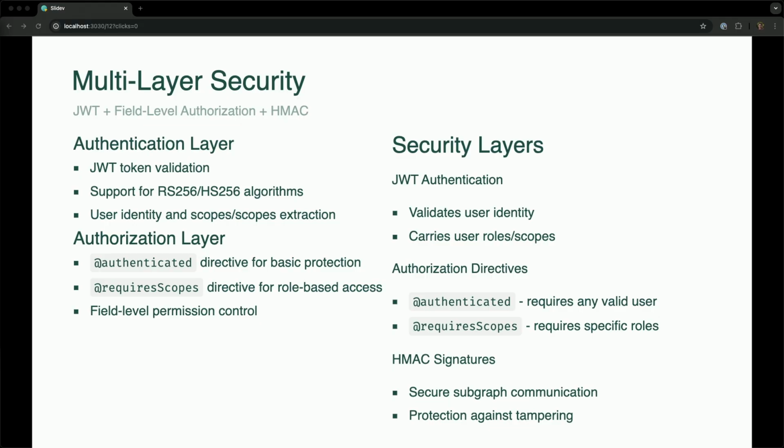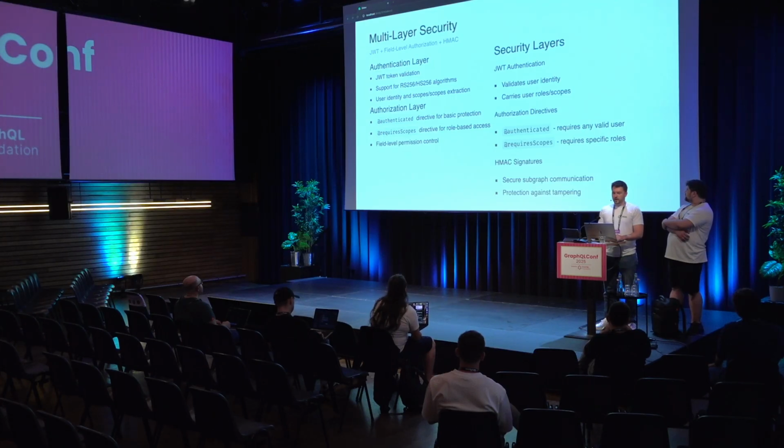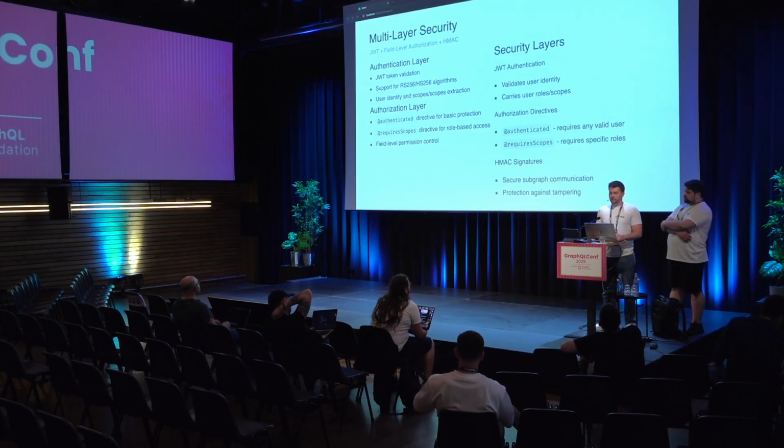We'll have 3 layers. JWT will handle authentication and identity, and will carry role information from the client to subgraphs and the gateway. Subgraph directives will enforce permissions at the field level.